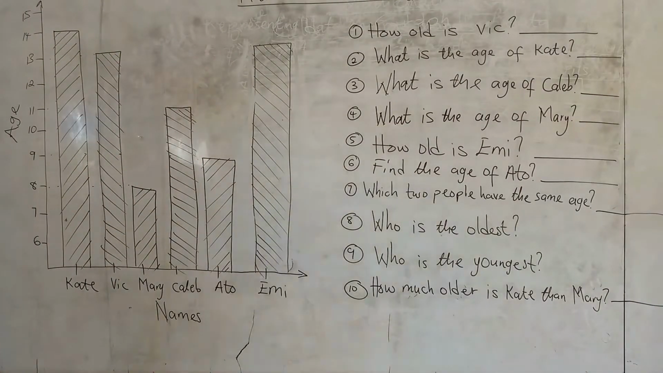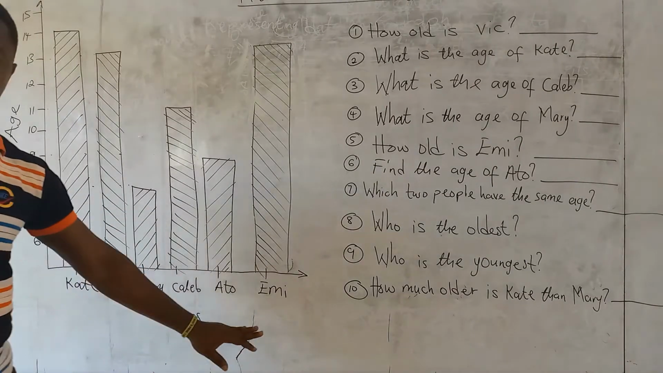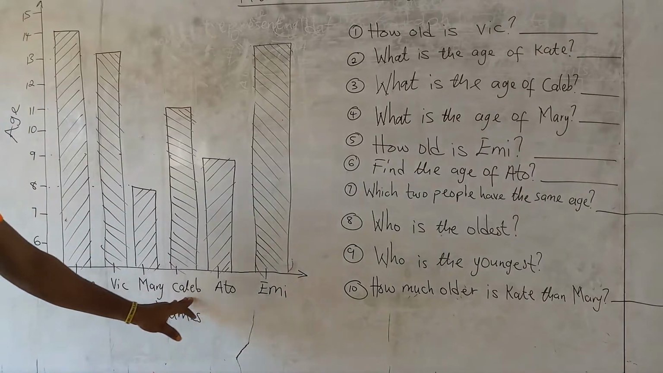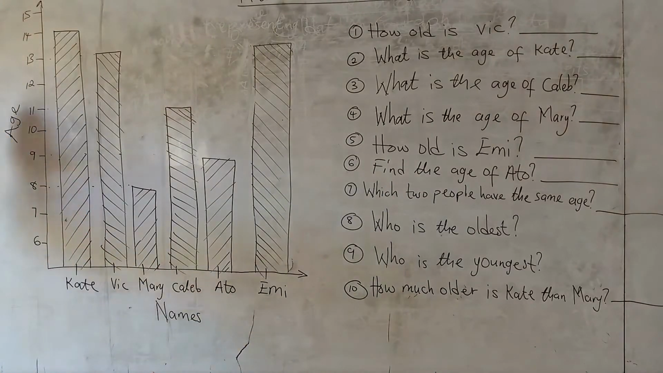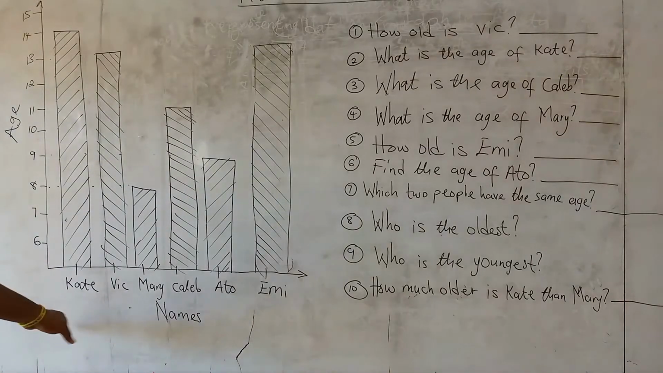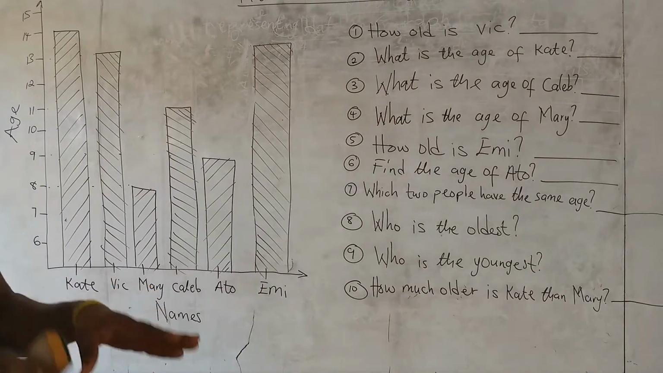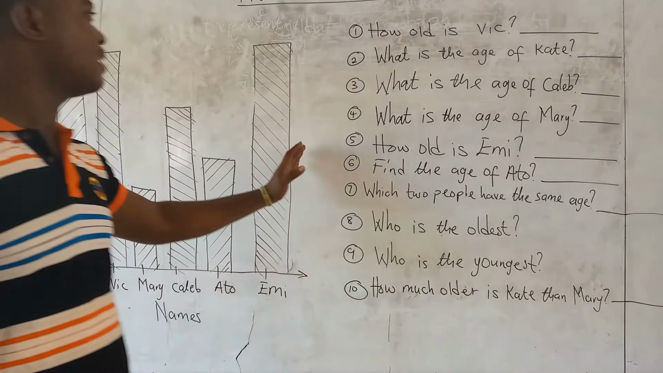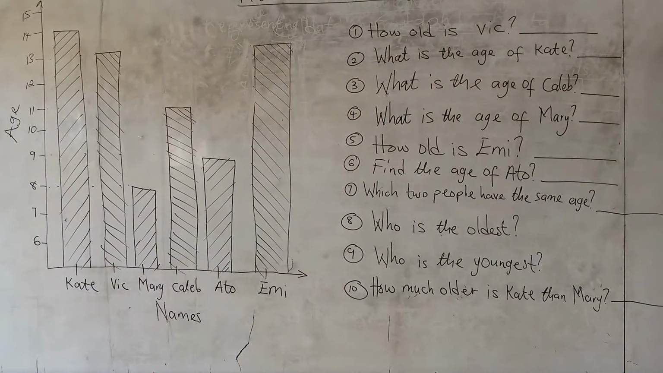Now, this is data which is represented on a graph, and if you check it well, you will see that this data talks about names of some people. We have Kate, Vic, Mary, Caleb, Atom, and then Amy. Then we have age. They start from 6, maybe ages of the people. So you start from 6, 7, 8, 9, 10, 11, 12, 13, 14, 15. So we can say that this graph is about the ages of what? 6 people. They collected the data from 6 people. We have some questions here that we are going to use the graph to answer.